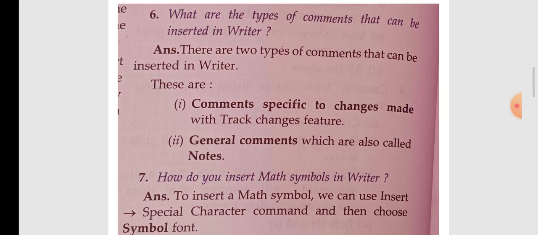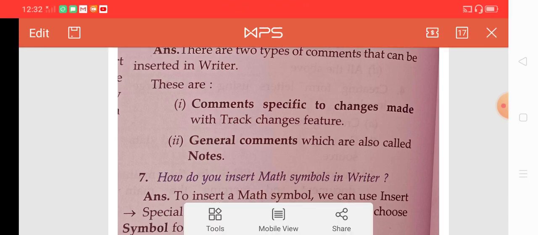Our next question is, what are the types of comments that can be inserted in Writer? Now that question is related to comments. There are basically two types of comments that can be inserted in Writer: first, comments specific to changes made with the track change feature, and second, general comments, which are also called notes. So there are two types of comments.